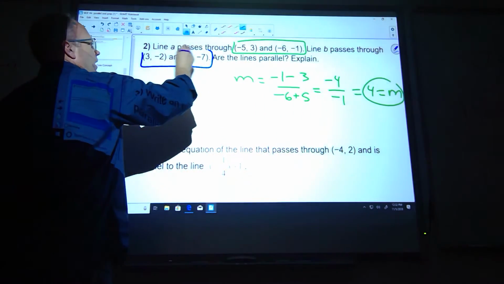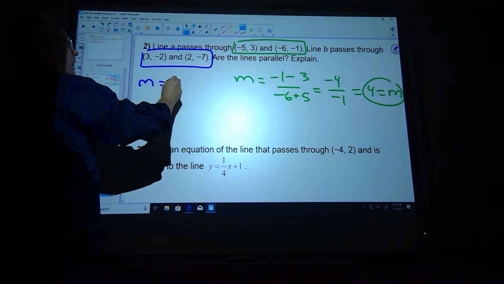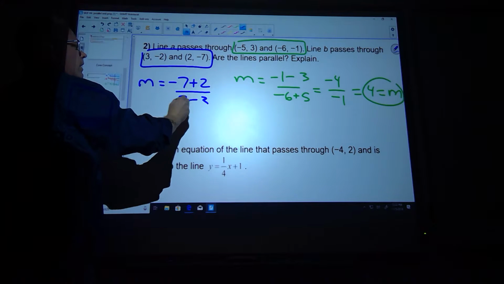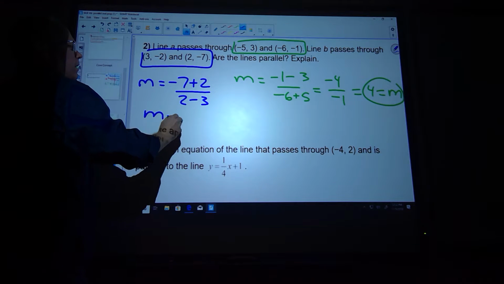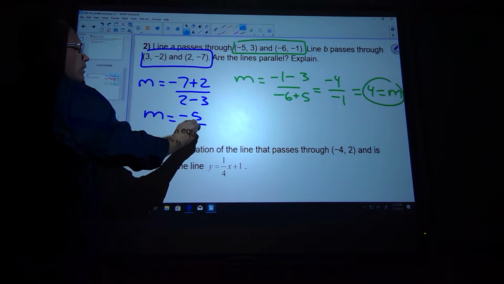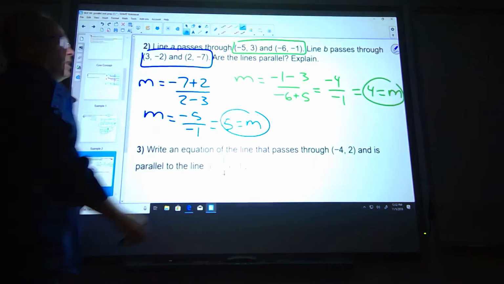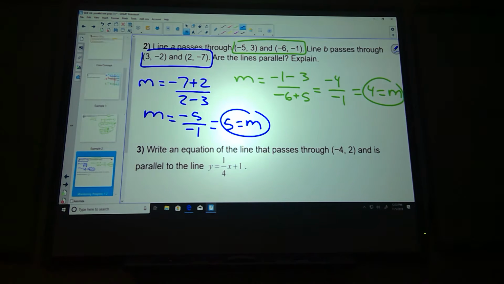Let's do the same thing with this. Negative 7 minus negative 2. 2 minus 3. M equals negative 5 over negative 1. So I get 5. Are these parallel? No. They're different slopes. So they are not parallel to each other. Slopes different, not parallel.